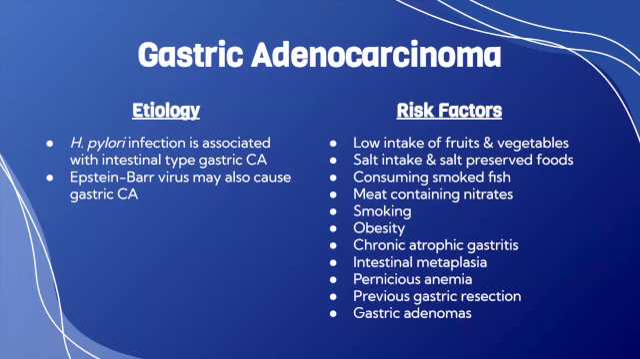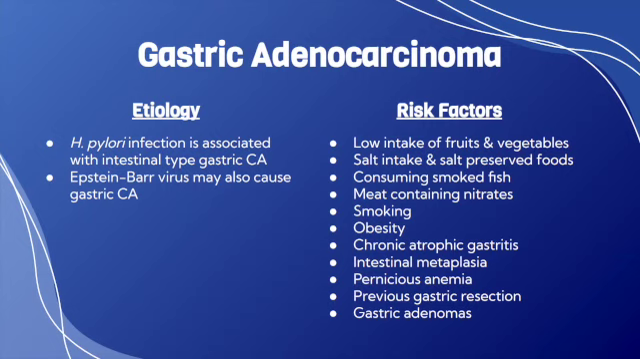The risk factors, we have low intake of fruits and veggies, salt intake and salt-preserved foods, consuming smoked fish, meat containing nitrates, smoking, obesity, chronic atrophic gastritis. And this is chronic inflammation and thinning of your stomach, which is accompanied by a change in your stomach lining cells to mimic intestinal cells.